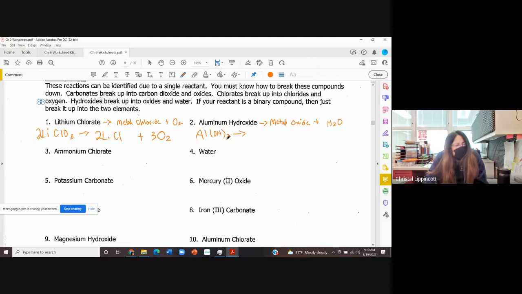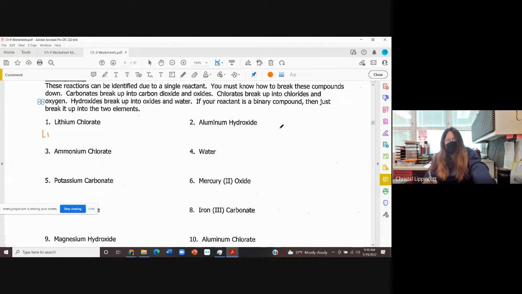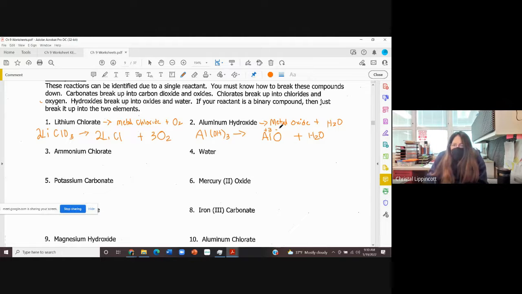So what is my metal on this side? Aluminum. And I'm going to bring that together with oxygen. And then I'm going to have my water. I need to check my charges on this, though. Do not look over here for charges. This is a +3. This is a minus. Oh, hello. What happened there? This is a -2. Okay. So I need 2 of these for every 3 of these to get that to balance my charges out.